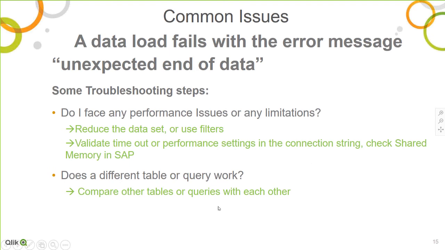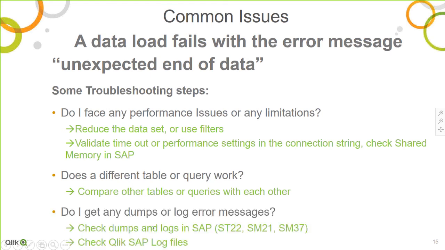I can also ask myself, does a different table or a similar table work or query? And I can compare both tables with each other. I can also check dumps or log files, not only on our end, on the QlikView end, but as well on the SAP side with ST22, where we can collect dump information, SM21 for general system errors, and SM37 for job log errors.